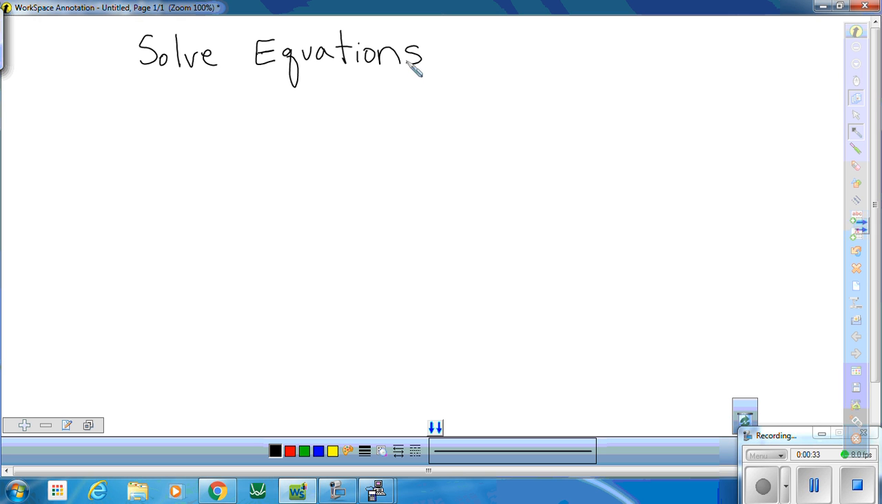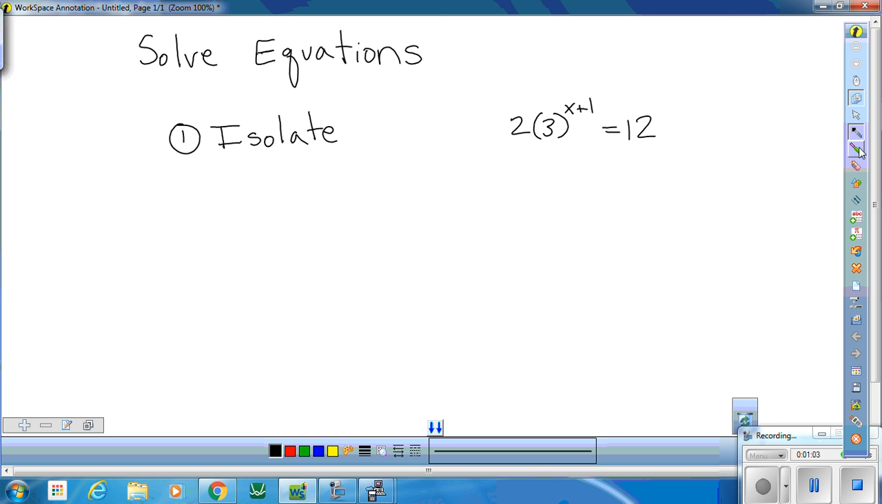If we are going to be solving these equations, these are some good steps to follow in general for any function, but this definitely works for exponentials and logs. The first thing that we're going to want to do is isolate that function. So if it's an exponential, we want to get the exponential part of it by itself. What does that look like? If I have 2 times 3 to the x plus 1 power is equal to 12, I want to get the exponential by itself. This is the only part that has the variable in the exponent. Everything else is fluff. So I want to isolate it.